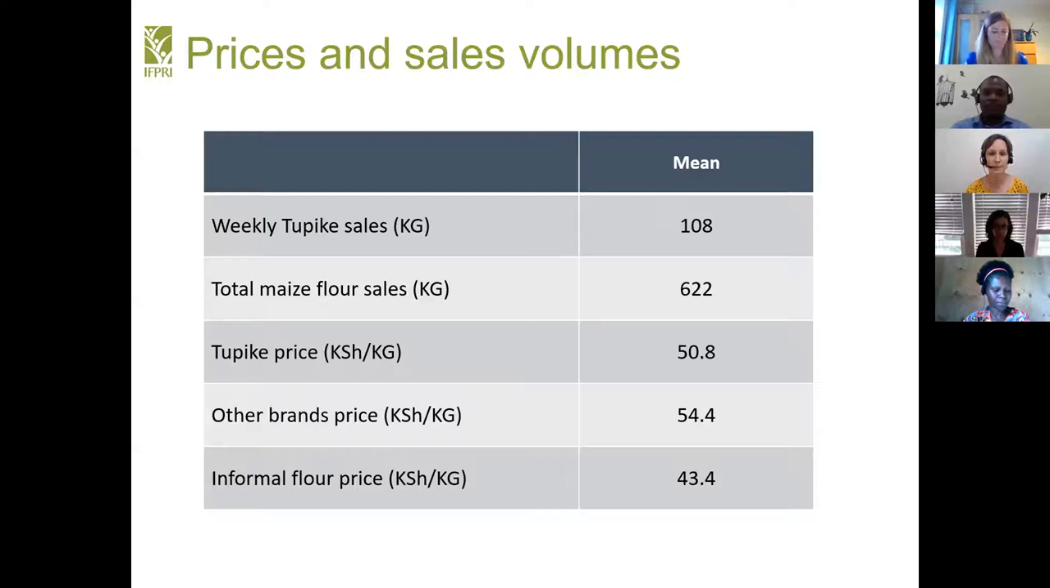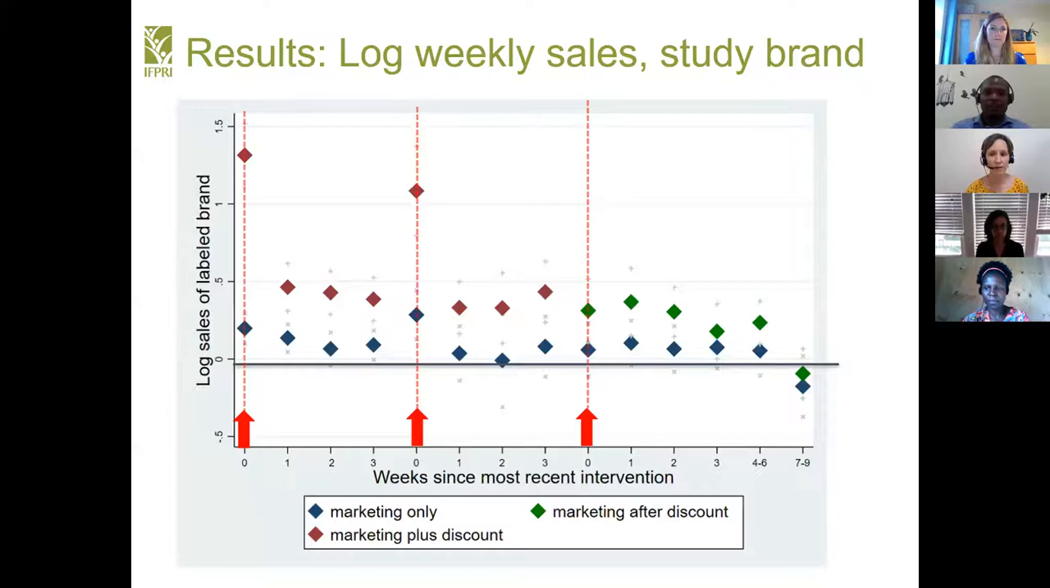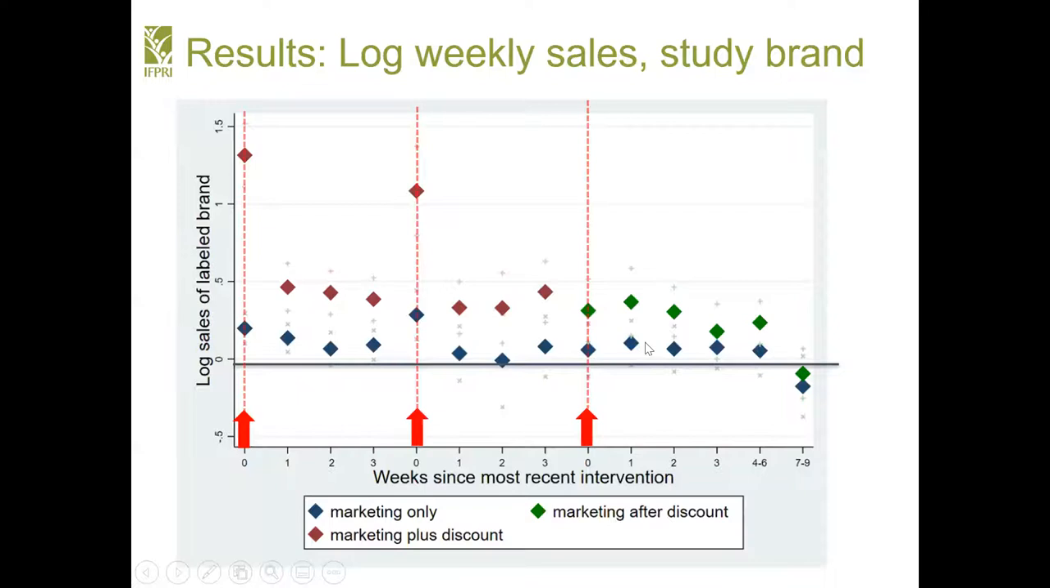Our results show, first to focus on the blue diamonds, which represent marketing only. In our first week of active promotion, we see an increase in the weekly sales of the target brand compared to other weeks. This holds for another week, but then it becomes insignificant. We see it go up again when we're actively promoting it again, and then it falls. By week 3, during our active promotion of marketing only, we don't see a significant effect. And by the end of our study period, we're right back down to where the control is.